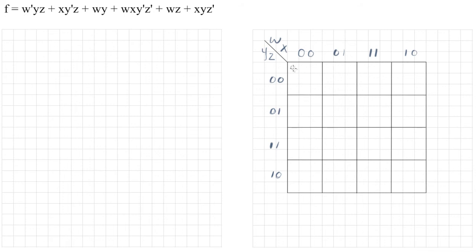For example, this is the 0. This is the 1. This is the 2. This is the 3. The 4, 5, 6, 7. The 8 goes over here. 9, 10, 11, 12, 13, 14, and 15.